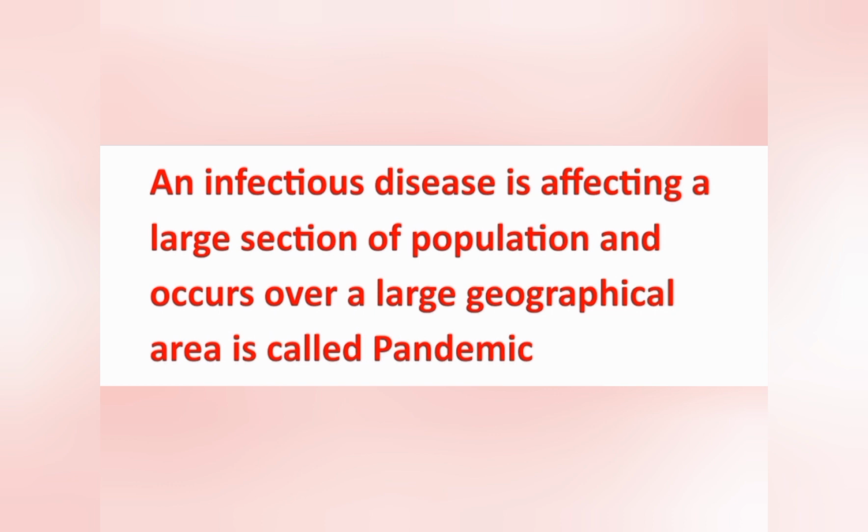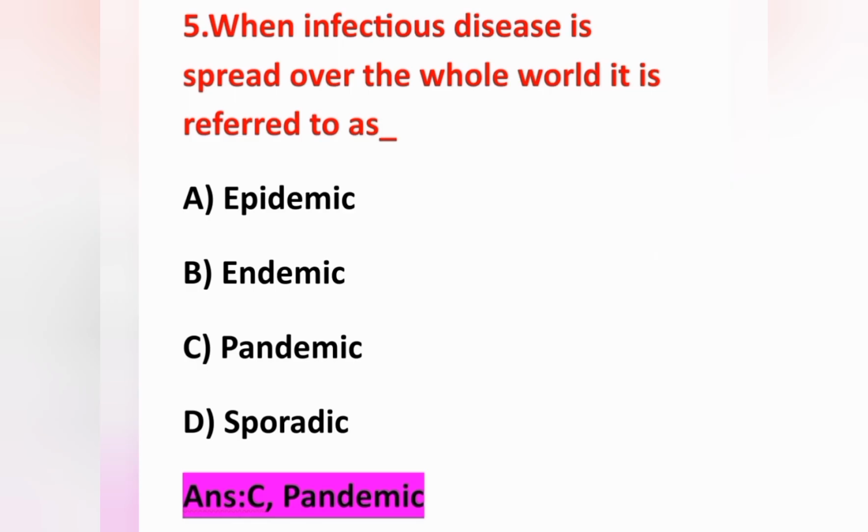And the other option we can see is sporadic. Sporadic means cases of a disease are widely separated in space and time and show little or no connection with each other. Endemic means the consistent presence of a disease in a defined geographical area. Epidemic means when a disease occurs clearly in excess of normal expectancy, it becomes an epidemic. Epidemic, endemic, sporadic and pandemic. Here the answer is option C, pandemic.